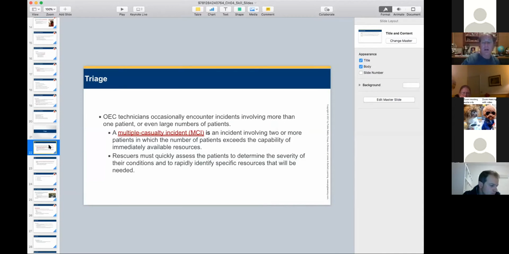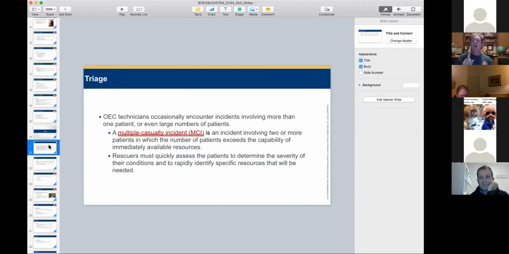A triage is anytime you have more than you can handle. So if I have 2 patients, can you handle 2 patients? Not successfully. Based on what? Well, if they're both bleeding out, I mean, obviously you need pressure and you need help. So an MCI can be 2 patients, okay?